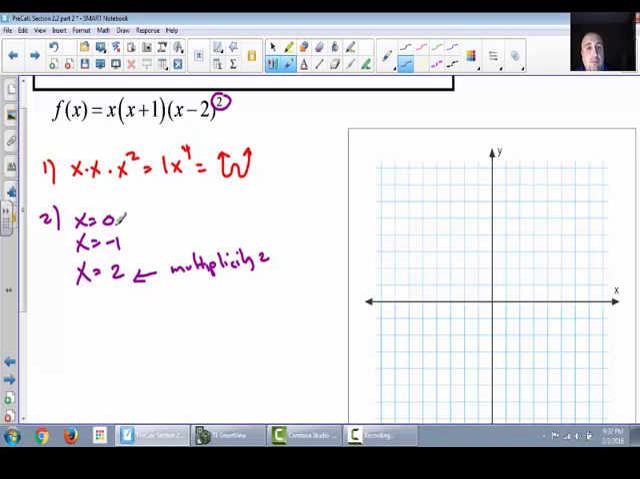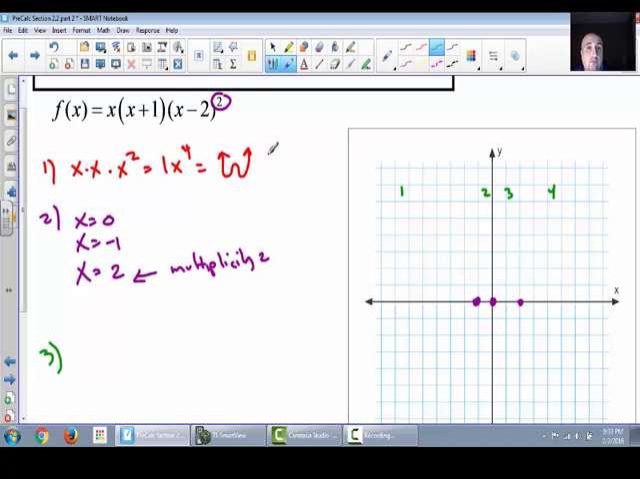Now we're going to plot these zeros on our grid: 0, -1, 2. So there are our 3 zeros. Now what we have to do for step 3 is to test all of our zones. We have zone 1, zone 2, zone 3, and zone 4. So we have to do left of our first zero, in between all the zeros, and then to the right of our last zero. So we have 4 zones for this one.